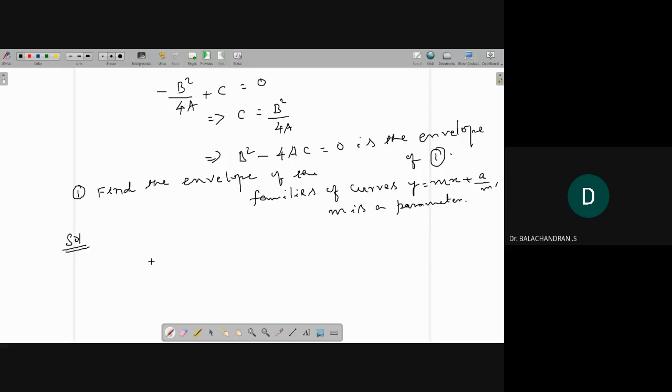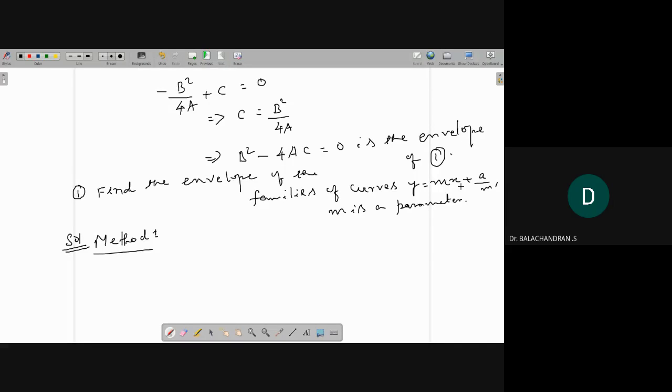So find the envelope of the family of curves y equal to m x plus a by m, where m is the parameter. Now I am going to solve this problem in two different methods. Method one, I will tell the method two, okay? So you can try method two also independently. Method two is you should convert into a quadratic in m and find the envelope. So that is the idea.